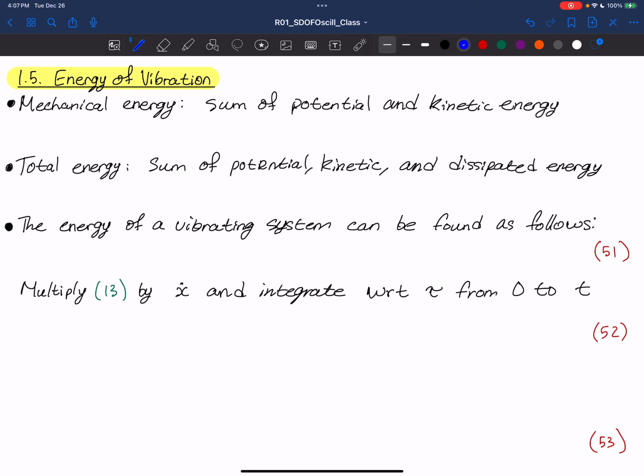And it's an energy that is conserved when there is no damping and no external forcing acting on the system. So this is conserved with no damping and no external forcing.